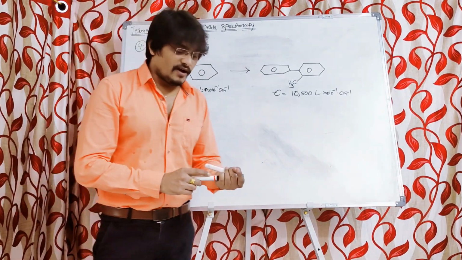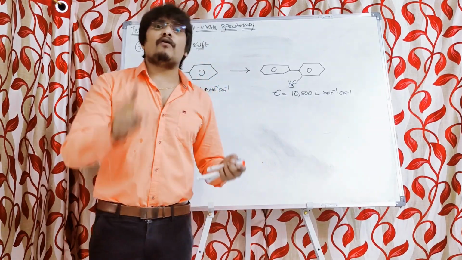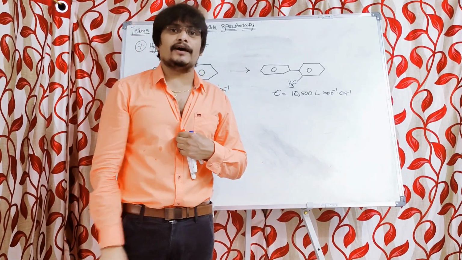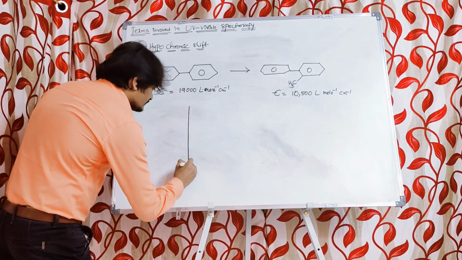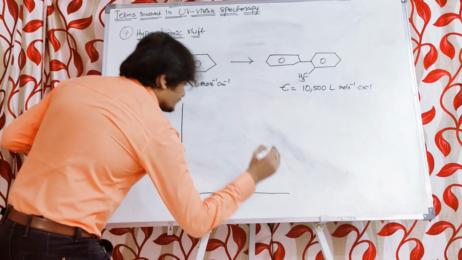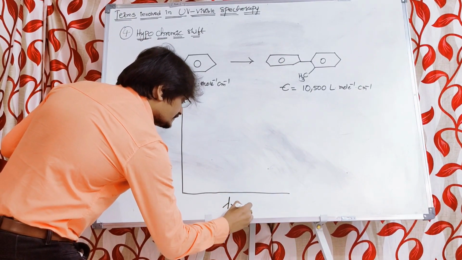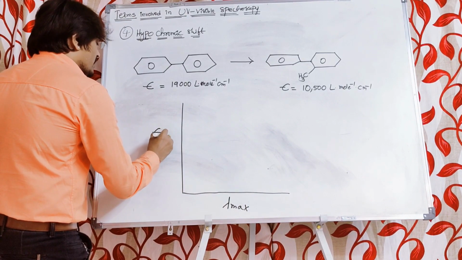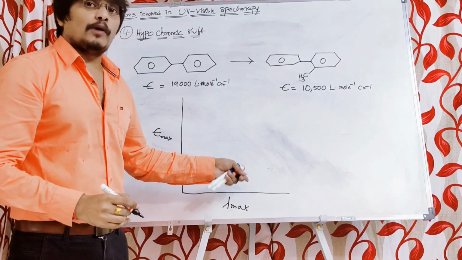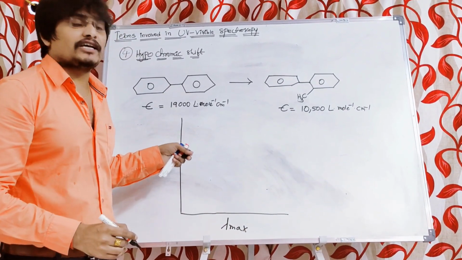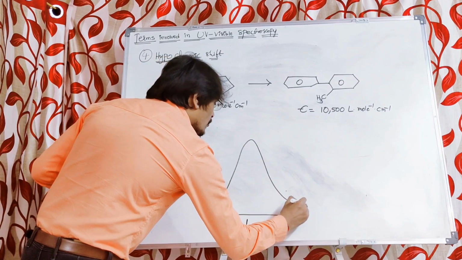So now, in order to simplify, I will illustrate all these effects with the help of one figure. With the help of one figure only, we can explain all these four shifts. So that figure goes like this. We have to take lambda max on the x-axis and epsilon max on the y-axis. Lambda max on the x-axis means absorption maxima, and epsilon max is the intensity of absorption maxima. Now, let us say that this is the hump formed for one molecule.